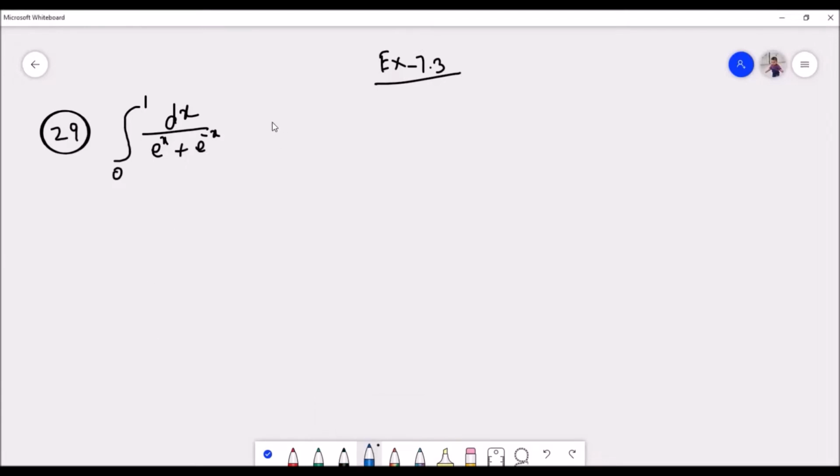So after integrating, we'll substitute the limits, that is upper limit minus lower limit. Now let us see how we can solve this problem.